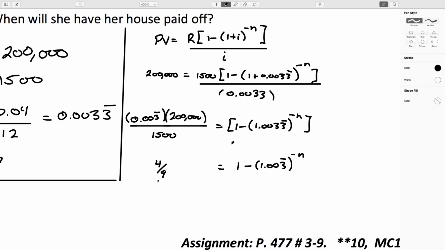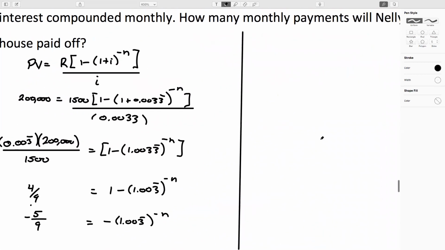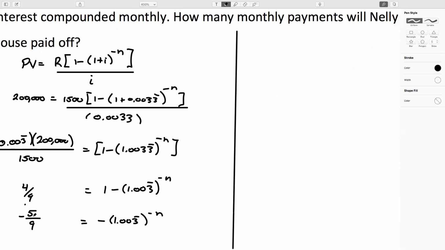I'm going to now subtract 1 from that. So 4/9 minus 9/9 is negative 5 over 9 equals negative 1.0033 repeating to the negative N. I need a little bit more room, so I'm going to move up to the top again. So I can get rid of my negatives, I can just multiply both sides by minus 1. 5 over 9 equals 1.0033 repeating to the power negative N.